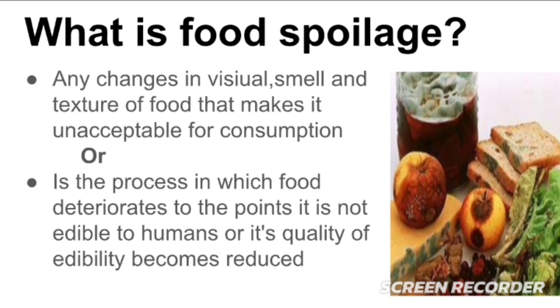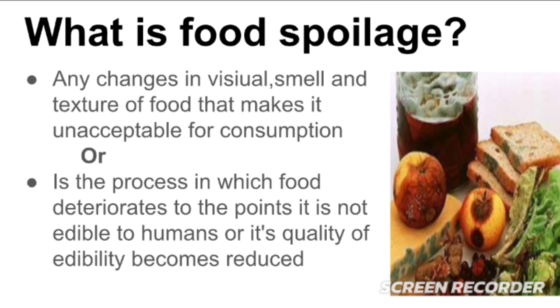Any change in the visual appearance, smell, or texture of food that makes it unacceptable for consumption is called food spoilage. Whenever the food appears not good, or you see the color of the food has changed, or the texture has changed, and off odors are coming out of the food, you assume that the food has spoiled. Like whenever you go to a vegetable market, you buy only the fresh ones, because just by looking at the color you get to know whether the vegetable is good for consumption or not.